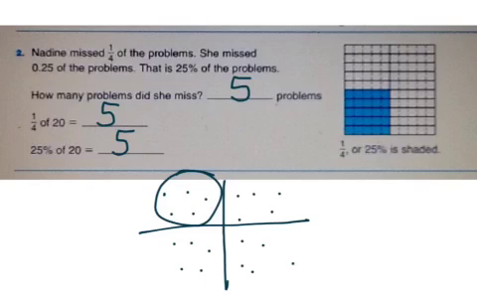It seems kind of redundant, meaning like we're repeating ourselves over and over, but it's just getting you to realize that 1/4 and 25% and 0.25 or 25 hundredths is all the same number.